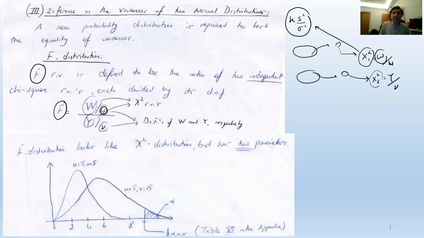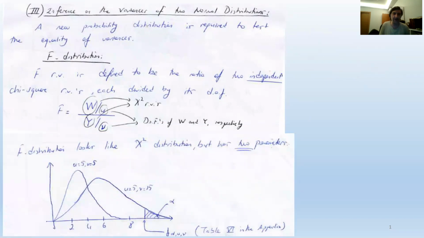F distribution, the shape will look like a chi-square distribution. Let's just talk over this one. Note that since they are both chi-square random variables, and chi-square random variables are non-negative values, the ratio here cannot be a negative value, right? So if you have 0 in the numerator, then this is going to be a 0 here. If you have 0 in the denominator, then this is going to go to infinity. So the domain of F is going to be from 0 to infinity.